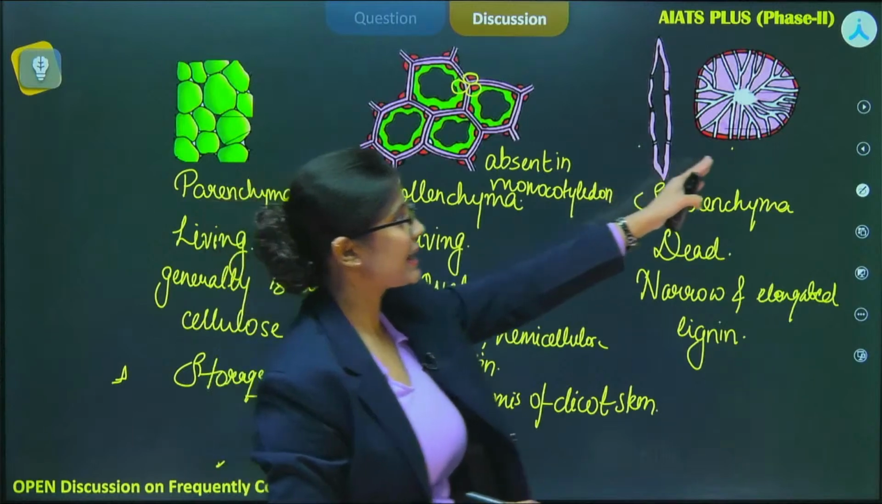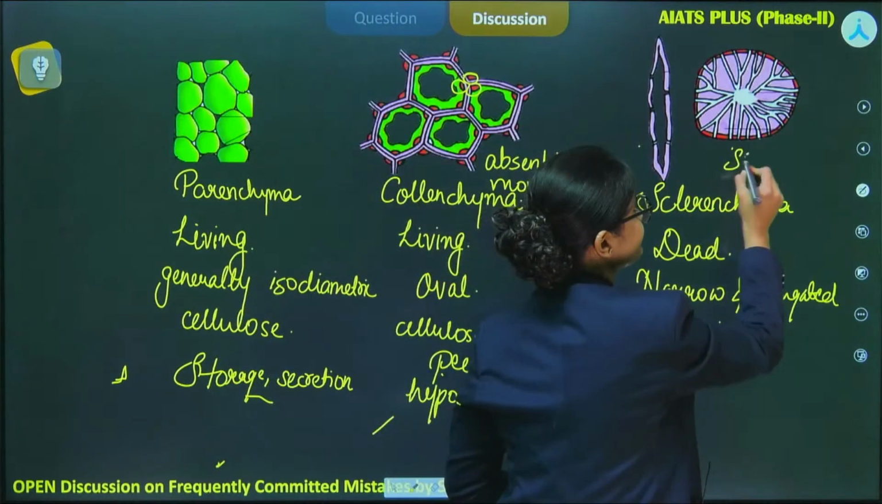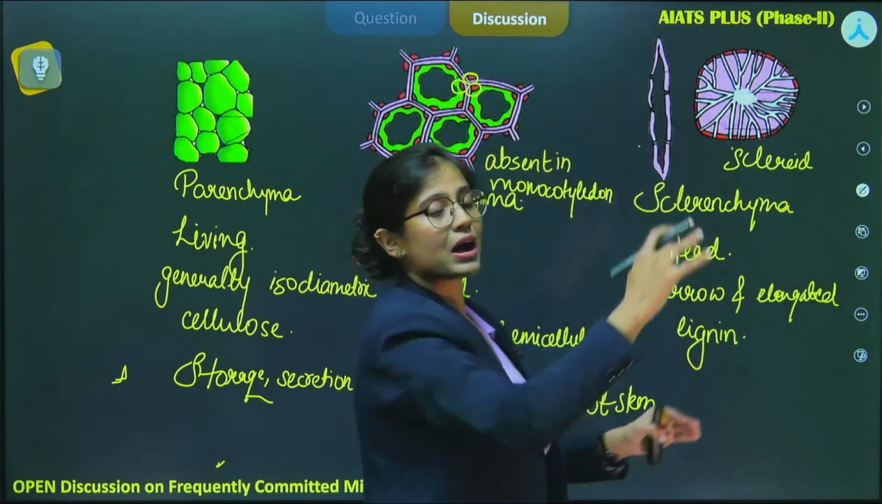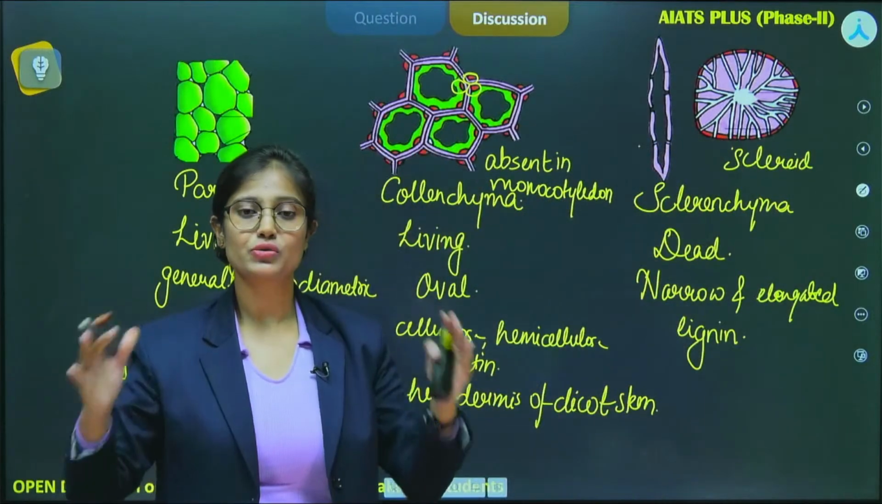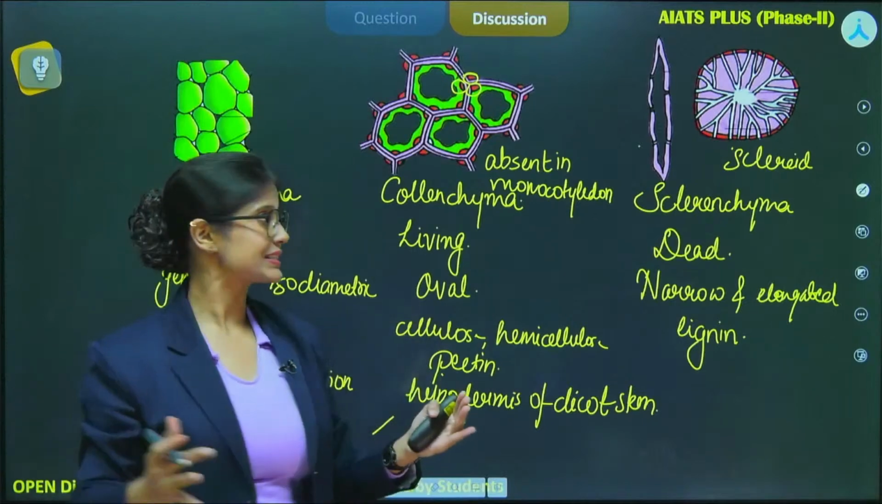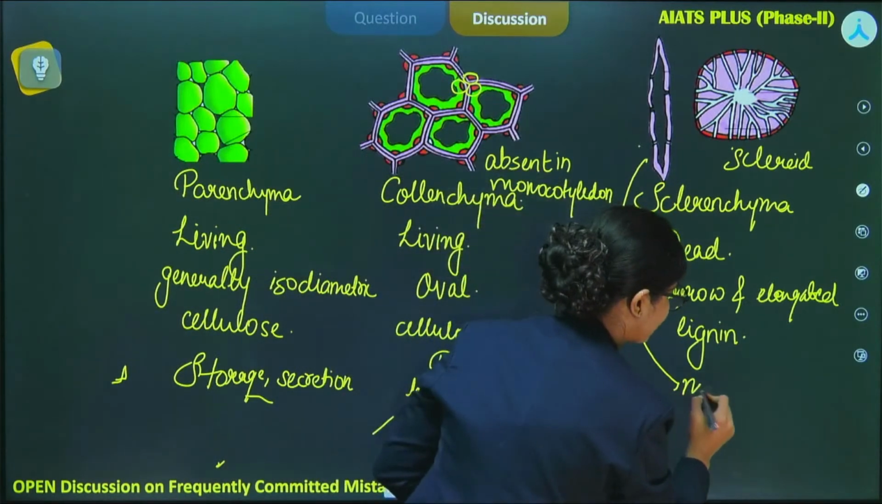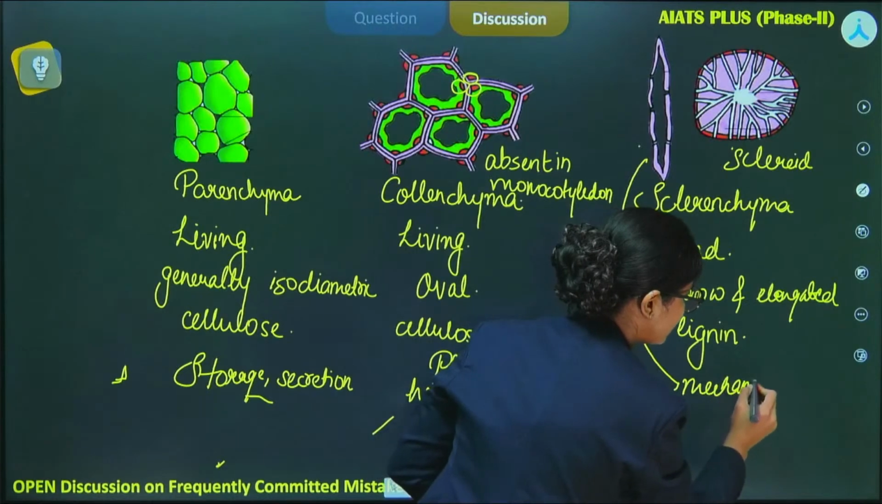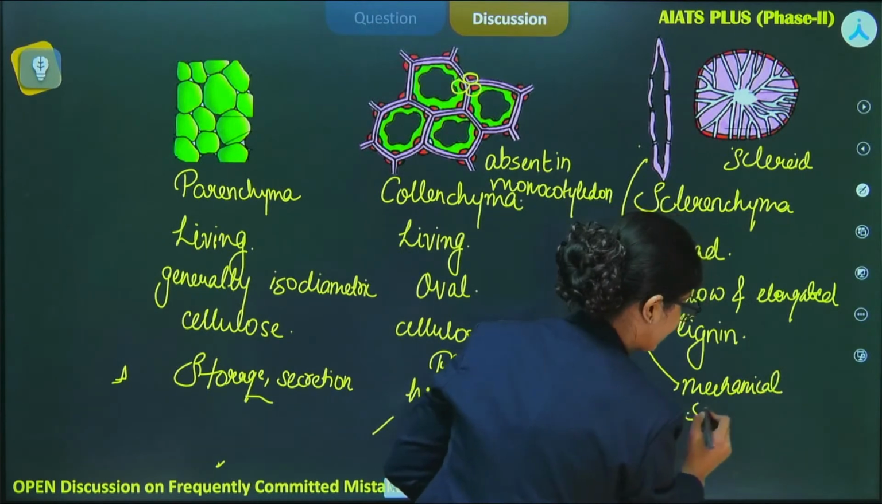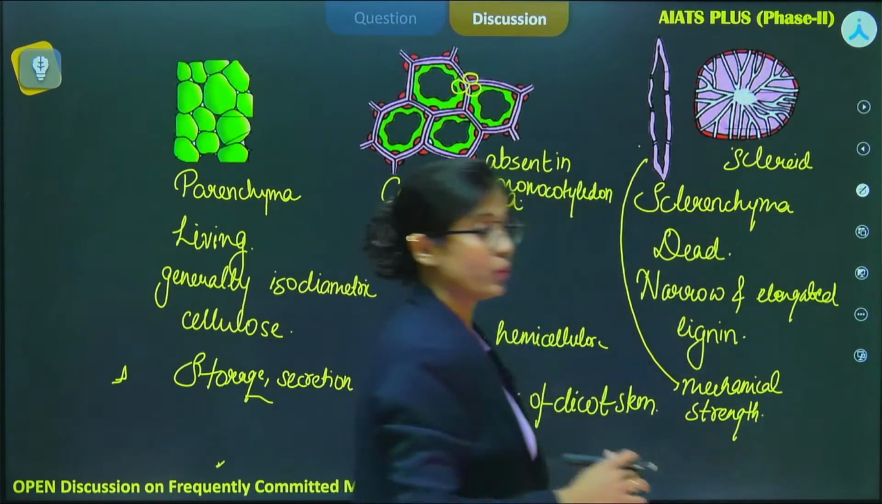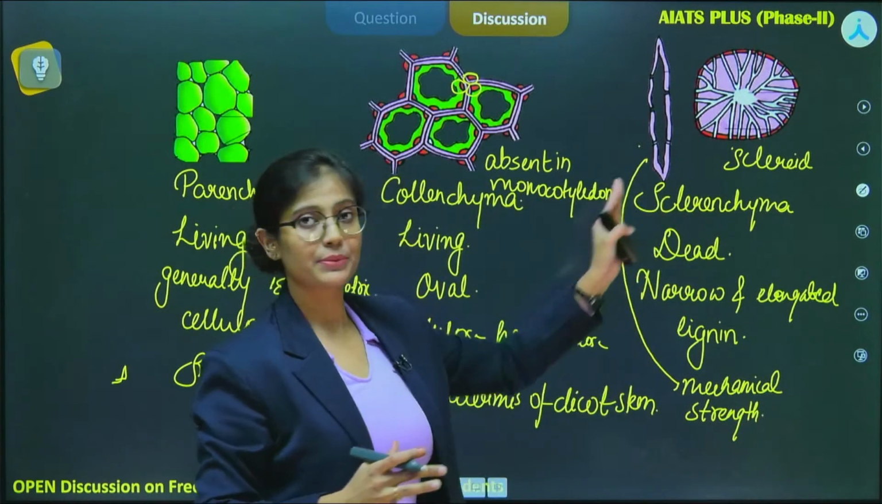Here fibers and this is sclerids. Fibers are found in the mature plant, tree के trunk or stem में होते हैं, which provide them mechanical strength. Right? Lignin का deposition है, which makes them strong and provides mechanical strength.